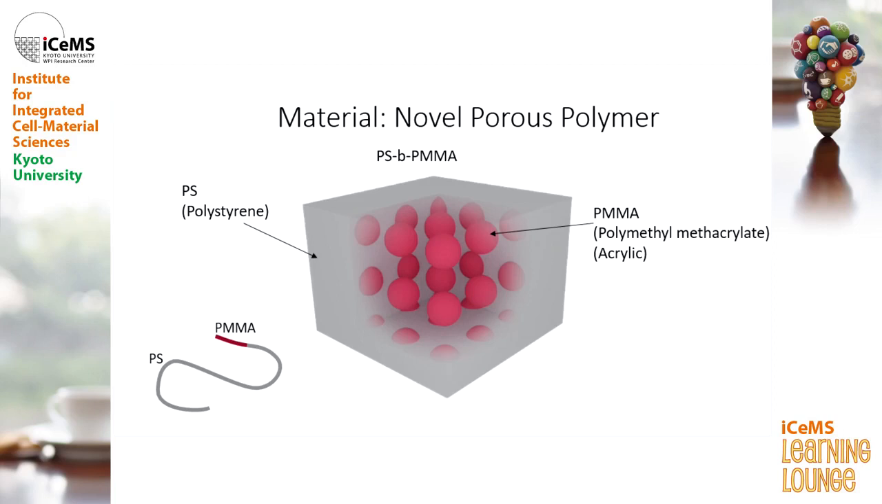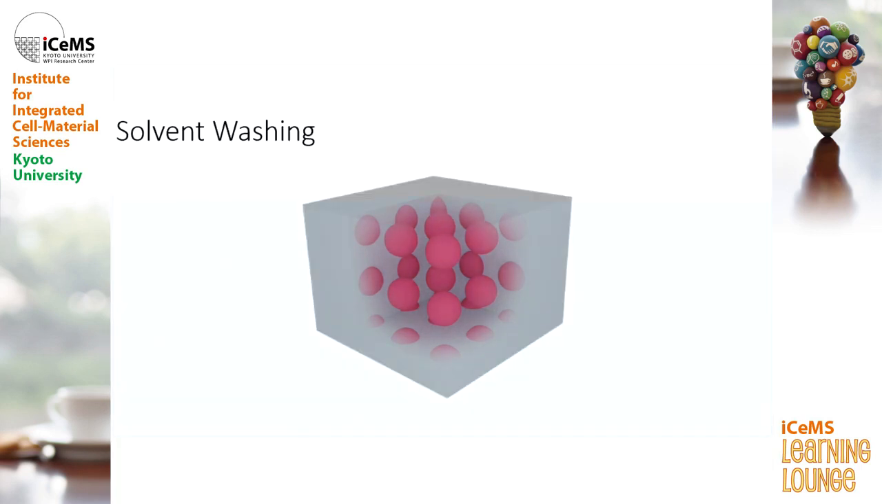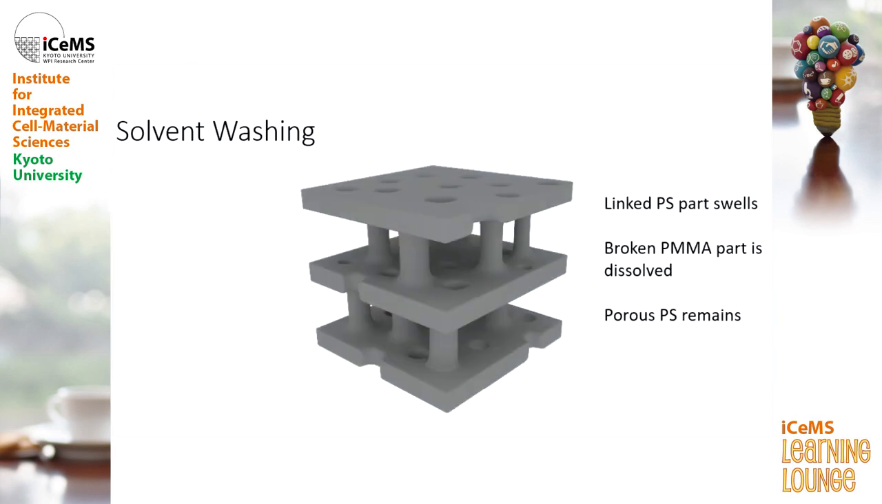The material I use is called PS-b-PMMA. It's a polymer. You can think of it as a long spaghetti strand of polystyrene with a small amount of PMMA on one end. I make a layer of this, and the PMMA self-assembles into spherical parts on the inside of the layer. Then I illuminate it with UV light, which glues the polystyrene parts together and breaks apart the PMMA component. Then I wash it in a solvent, which removes the PMMA components, and I'm left with this porous polystyrene structure.